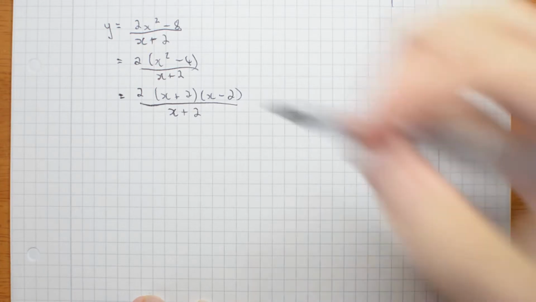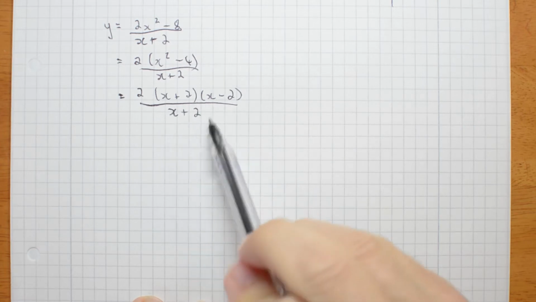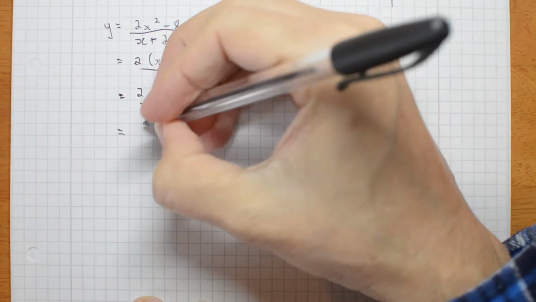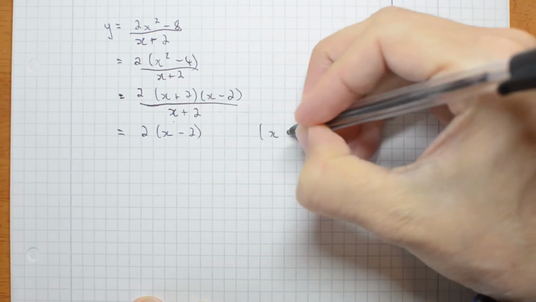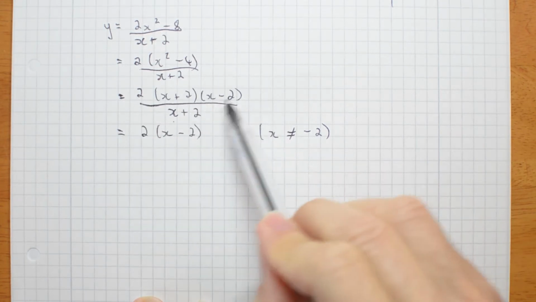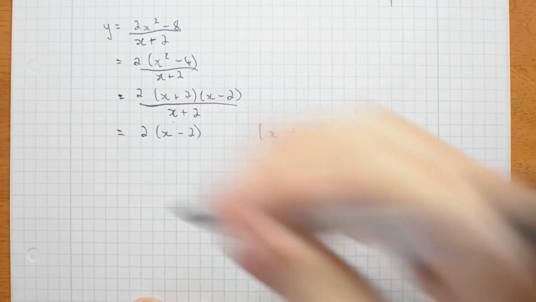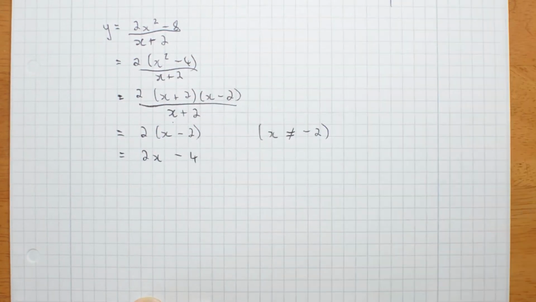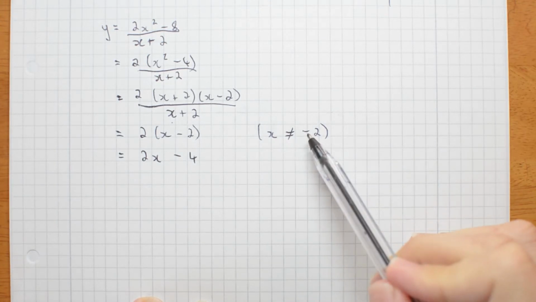Now I can simplify this by cancelling the common factor as long as the thing on the bottom is not 0, which is to say as long as x is not equal to negative 2. So that's 2 x minus 2 as long as x is not equal to negative 2. If x equals negative 2, this function is not defined. Otherwise, it's equal to this. Well, for sketching purposes, you might prefer 2x minus 4, whichever way you prefer, so you can draw it. But we must remember this.